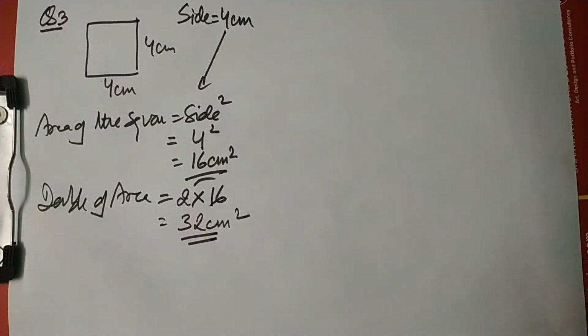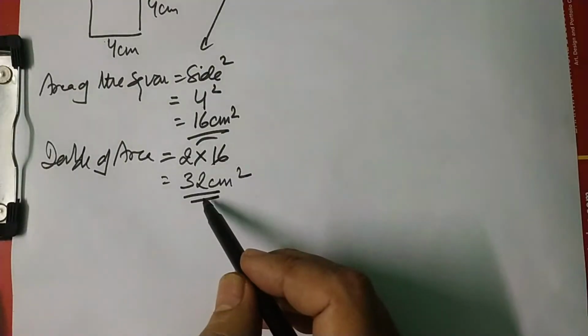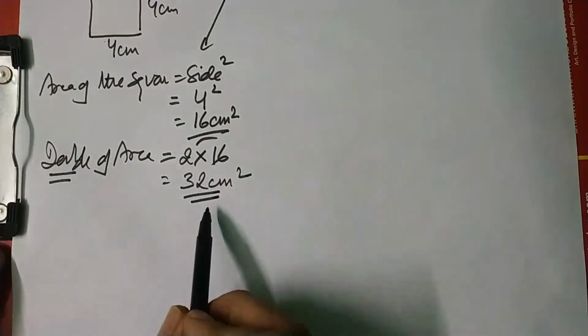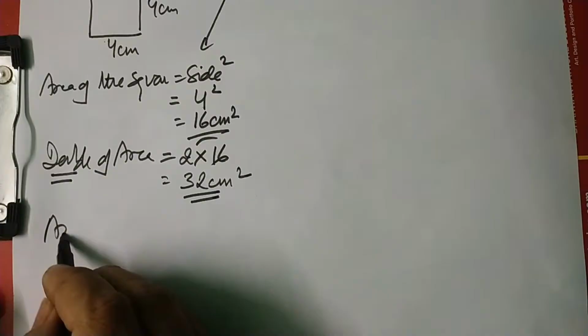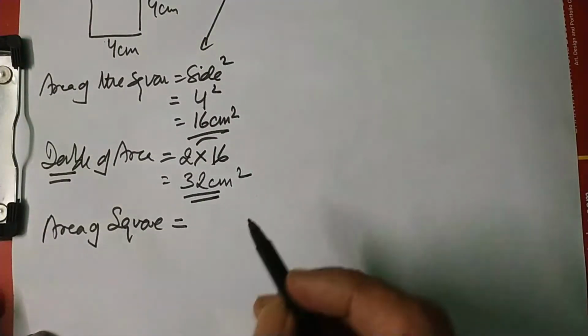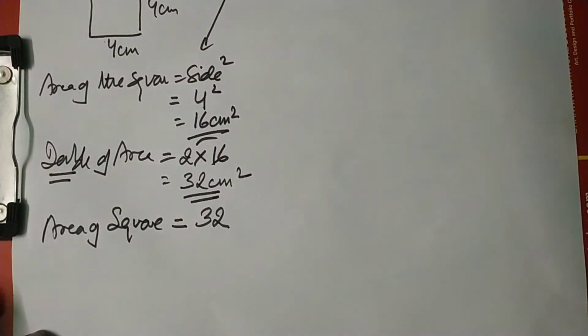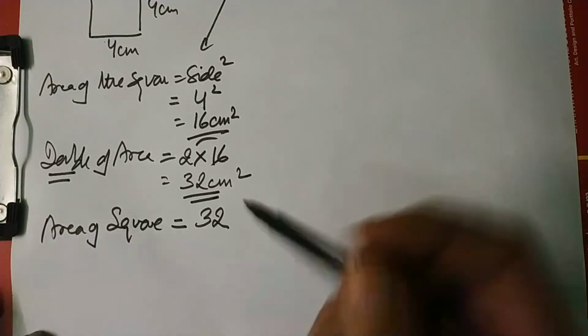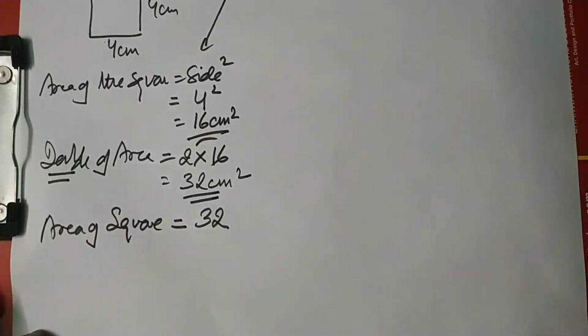Now the question says, construct a square with double its area. How will you construct a square whose area is 32? I have done double. Double of 16 is 32. Now I have to make a square whose area is 32. The area of the new square is 32. What will be the side of this square?